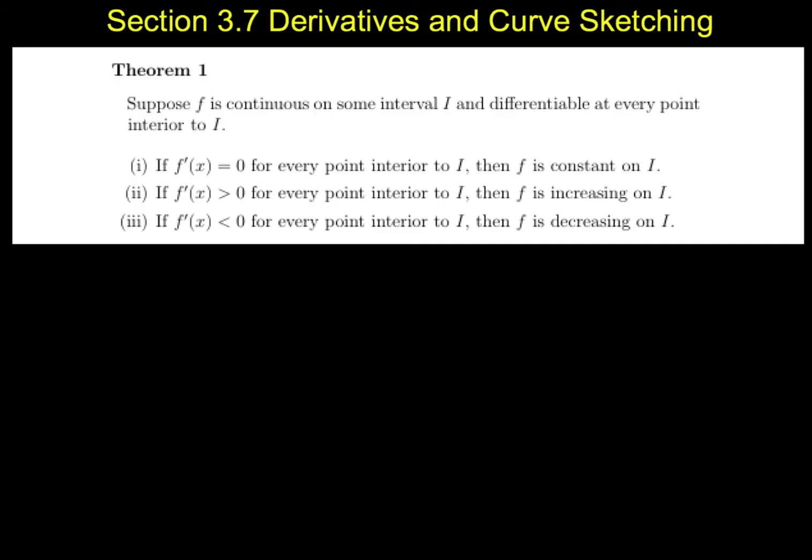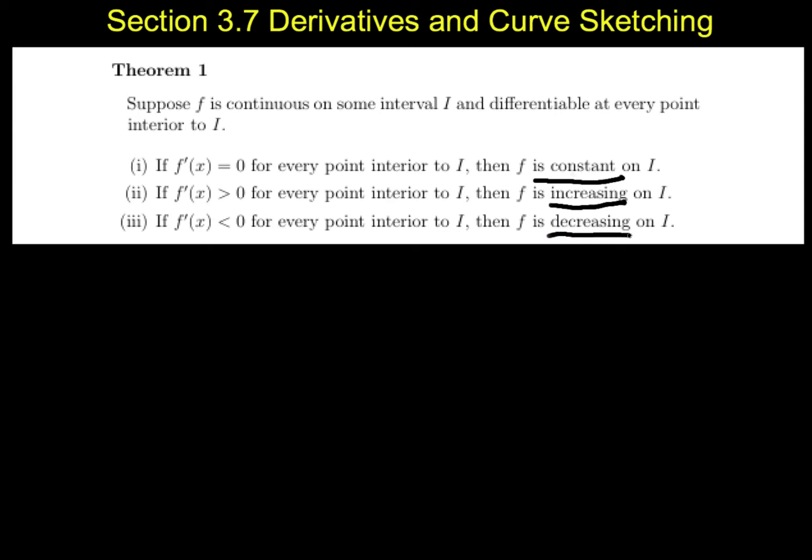So the first one, we know that if f is continuous on some interval and differentiable at every point, then if f prime is 0 for every point in the interval, then we've got to have a constant function. That's the only way. If the derivative is always 0, then it's constant. If the derivative is always positive, then it's increasing. And if the derivative is always negative, it's decreasing.